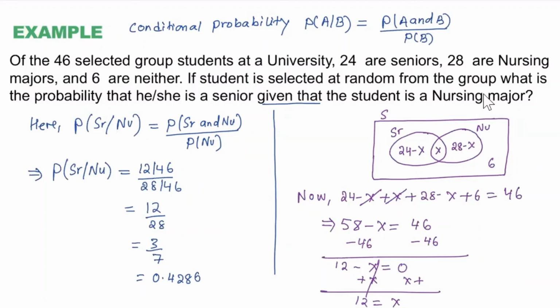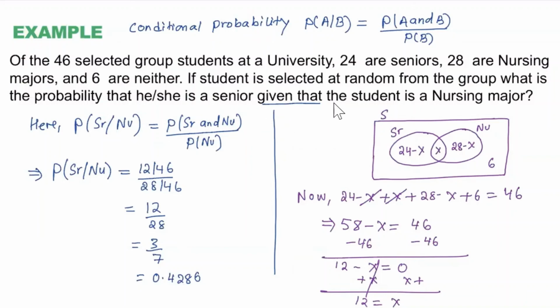So you can see this problem is a little challenging in conditional probability. It is just because this information is not given. Every piece of information is given, but they have not given how many students are both senior and nursing. So what we did is we took the help of the Venn diagram. We did a little bit of algebra here. We got this, and then we used the formula. But the key here is whenever we are calculating the conditional probability, you will see given that.